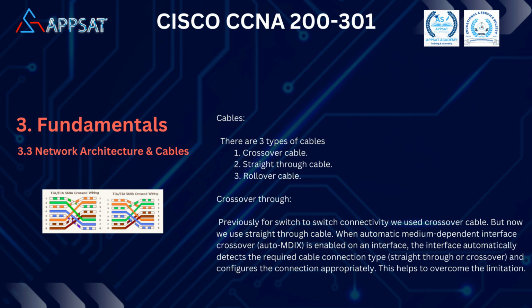Now we will learn about network architecture and cables. There are three types of cables. 1. Crossover cable. 2. Straight-through cable. 3. Rollover cable. First, crossover cable.